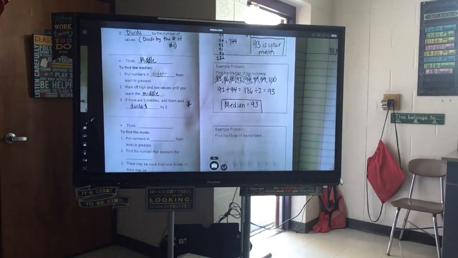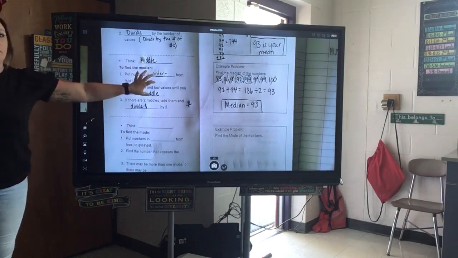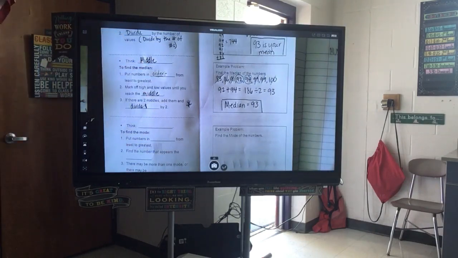Now, something you should notice. Your mean and your median should be fairly close. If your median is like 98, 99, you've done something wrong. Because they measure the middle of your data, the center of your data. You're going to hear measure of center and you're going to hear spread. Measure of center is mean and median. Measure of spread is your range.